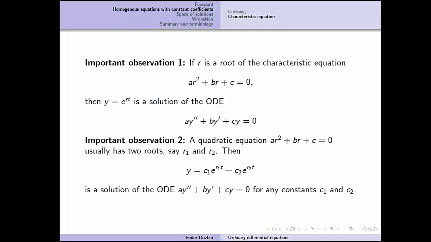Another thing that we know is that a quadratic equation usually has two roots. Not always, and sometimes these roots are complex, but there are two roots, and if the roots are real, then we have this.